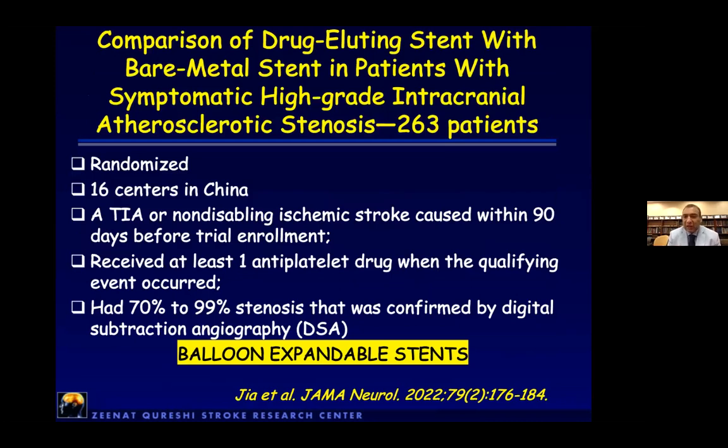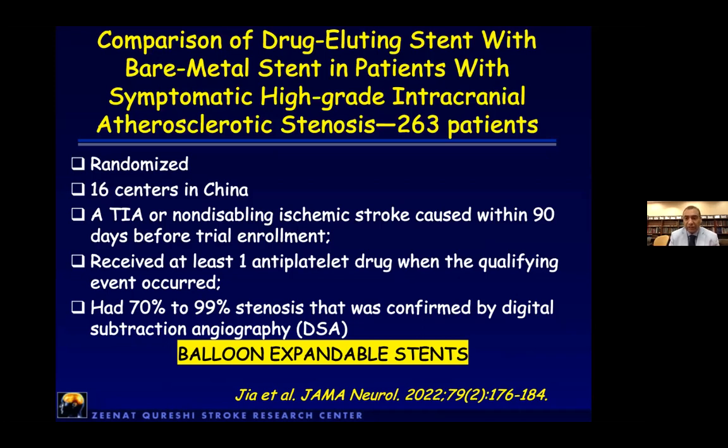But there has been a lot of interest in balloon expandable stents. I think the current thought among interventionists is that the self-expanding stent is not the most effective way to treat intracranial stenosis, and perhaps a balloon expandable stent is the answer to treating intracranial atherosclerosis. This is a trial that compared drug-eluting stents with bare metal stents, both balloon expandable stents, in patients with symptomatic high-grade intracranial stenosis.